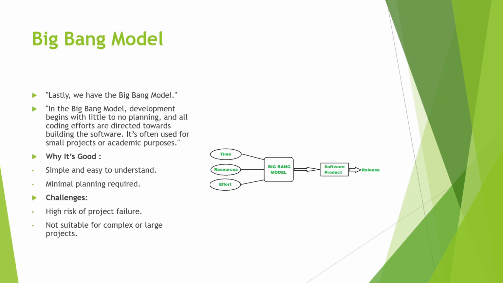Big Bang model. Lastly, we have the Big Bang model. In the Big Bang model, development begins with little to no planning, and all coding efforts are directed towards building the software. It's often used for small projects or academic purposes. Why it's good? Simple and easy to understand, and minimal planning required. Challenges faced are high risk of project failure. It's not suitable for complex or large projects.